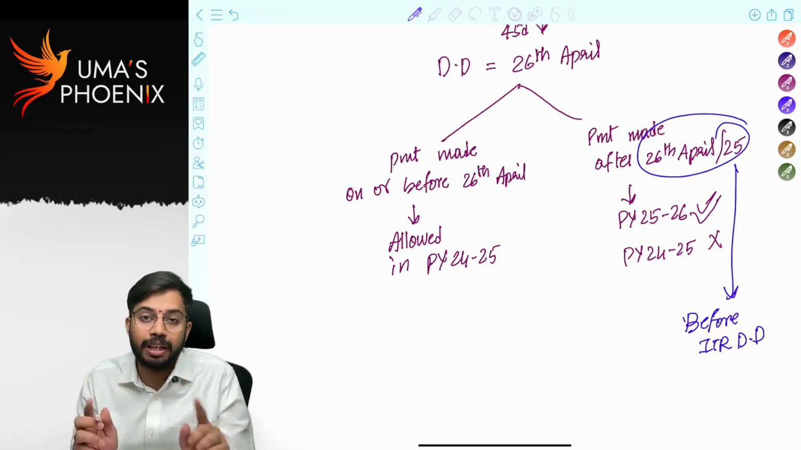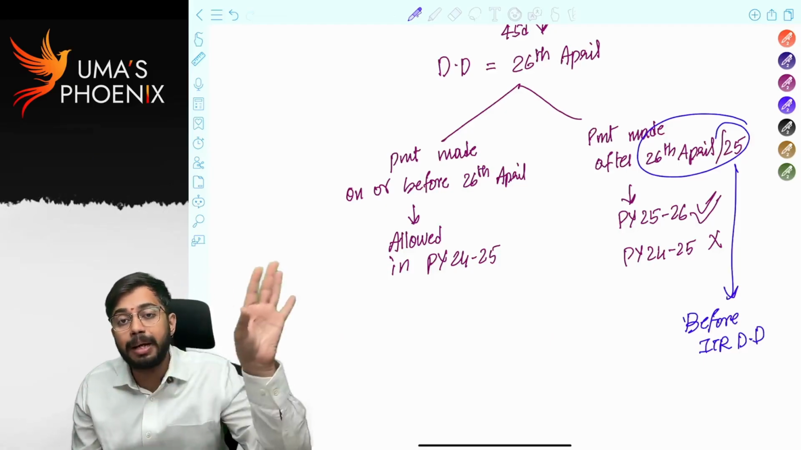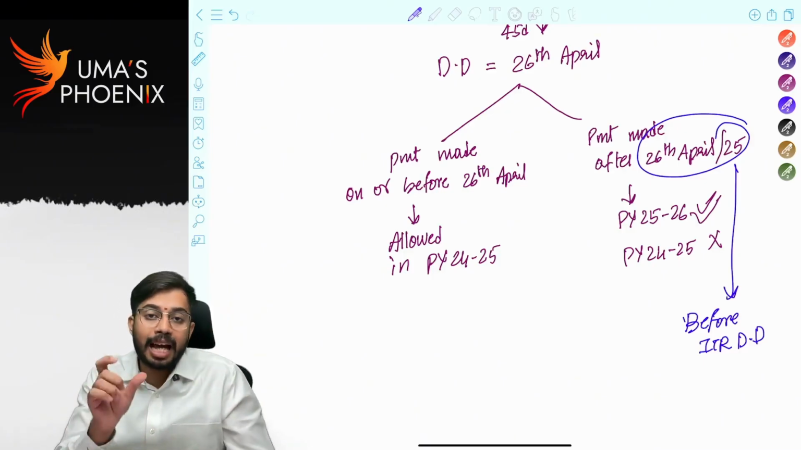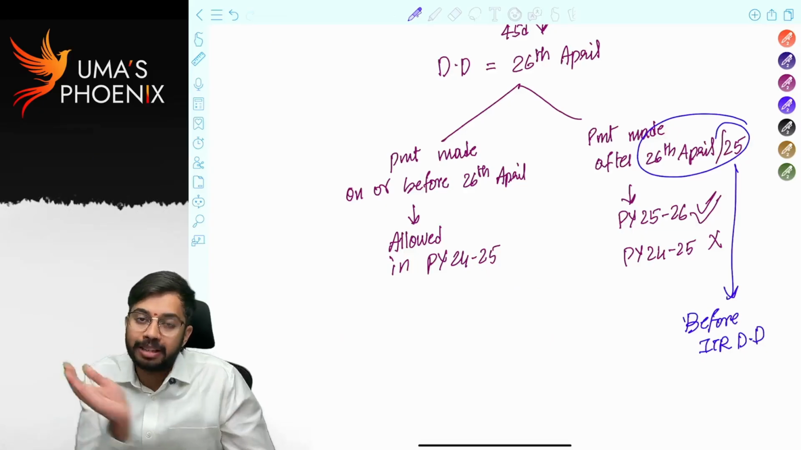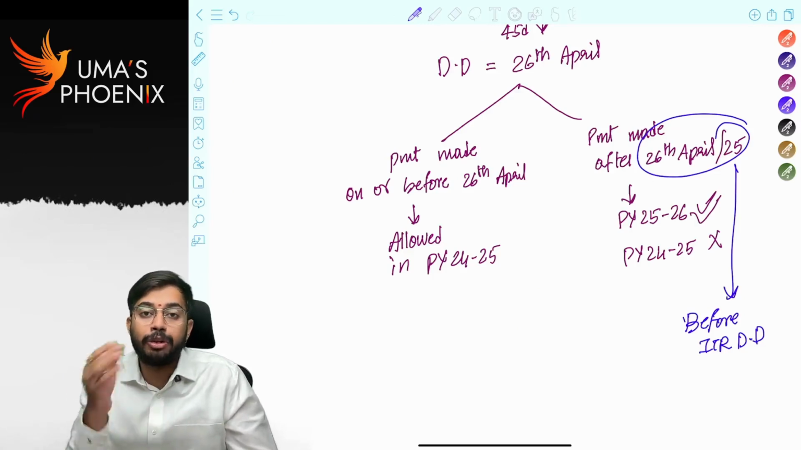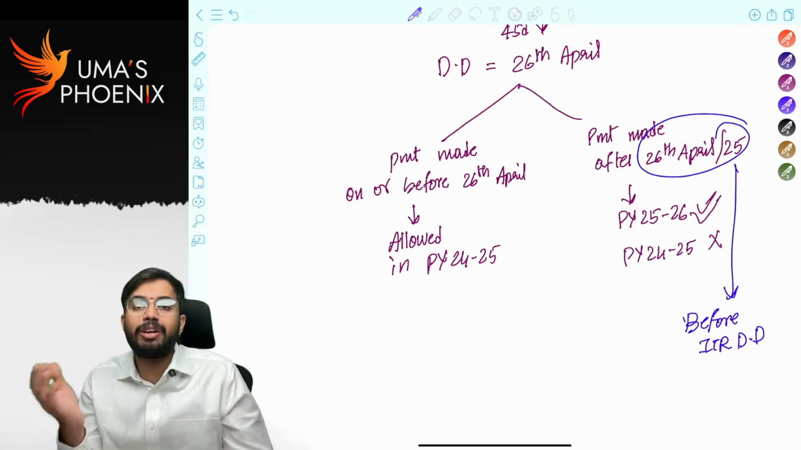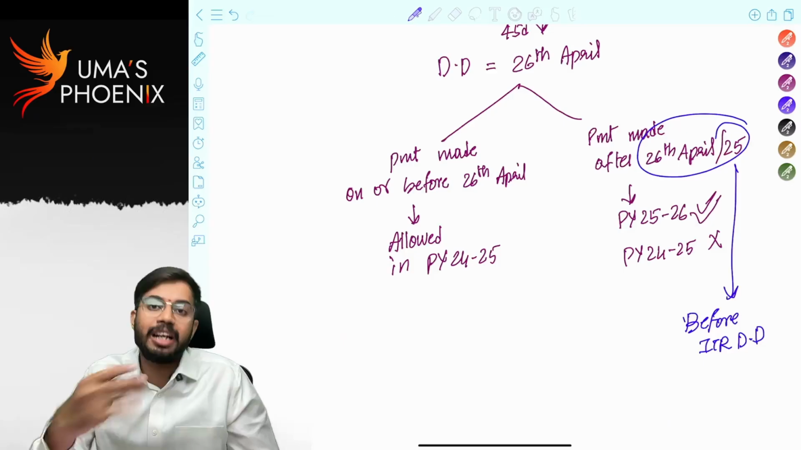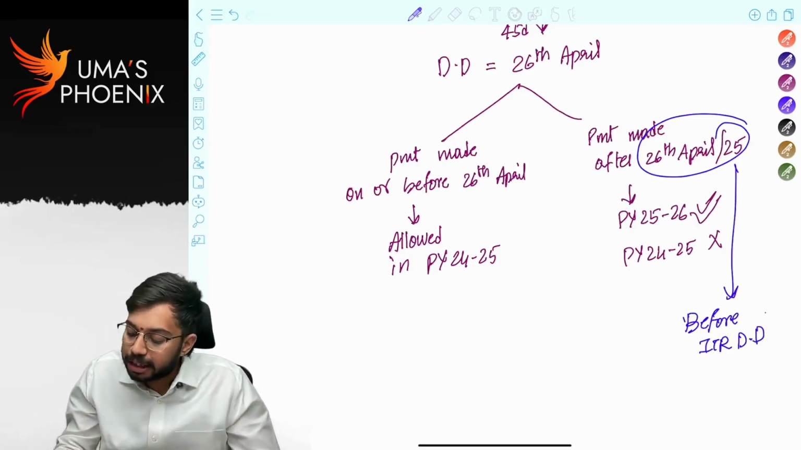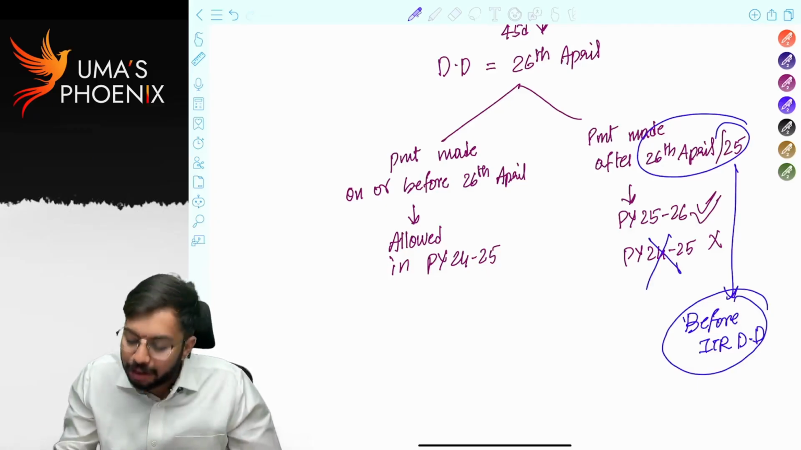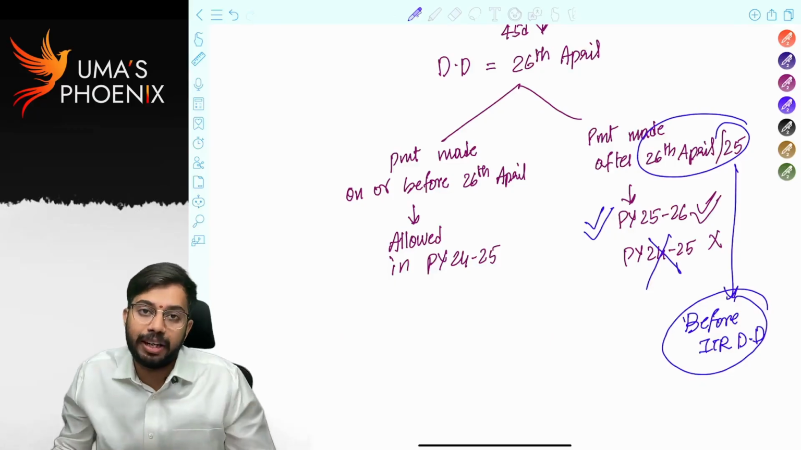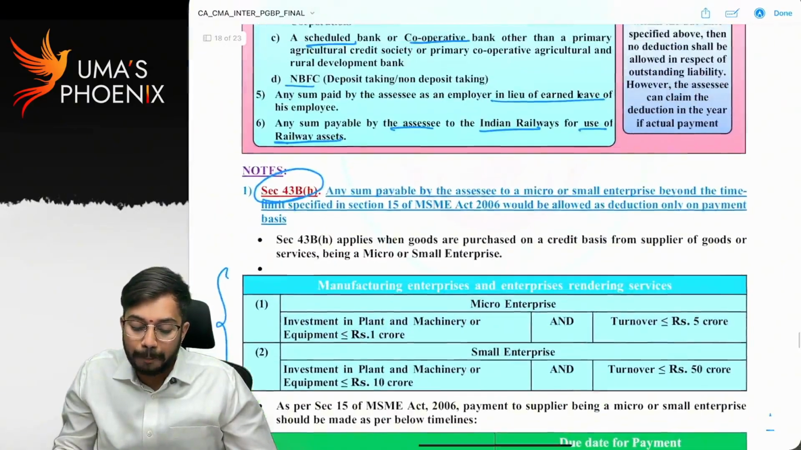See, don't confuse here. For the initial 6 payments, it is before ITR due date. For MSME payment, the exact due date. If payment is made before exact due date, allowed as deduction on accrual basis. If payment is made after due date of MSME Act, even though it is paid before ITR due date, still it is allowed as deduction on cash basis. Is it clear? Even though it is paid before ITR due date, not allowed as deduction in 24-25, still it will be allowed as deduction in 25-26. Is it clear?